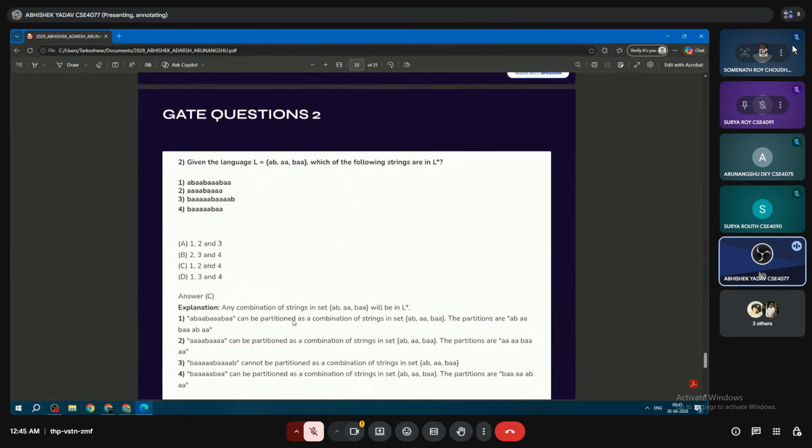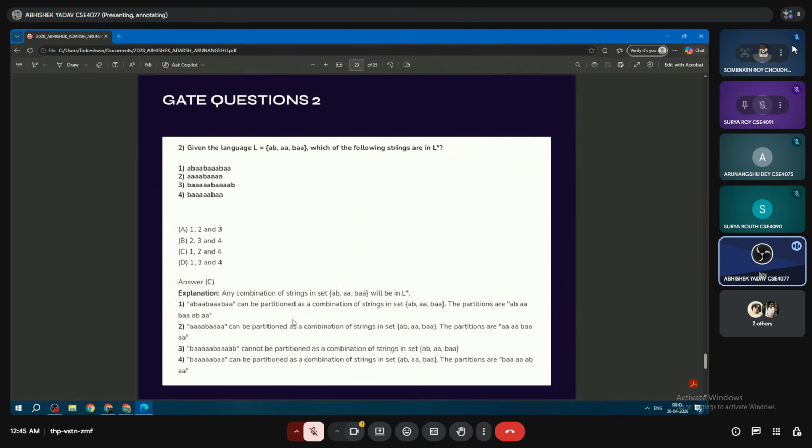Moving on to the next GATE question, we have a very good question, which is: given the language L over here, which of the following strings are in L star, L complement? So over here, C is the correct option. Now, what is the explanation of this question? Any combination of strings in the set {ab, a, ba} will be in L star. So here we can see a very detailed explanation.